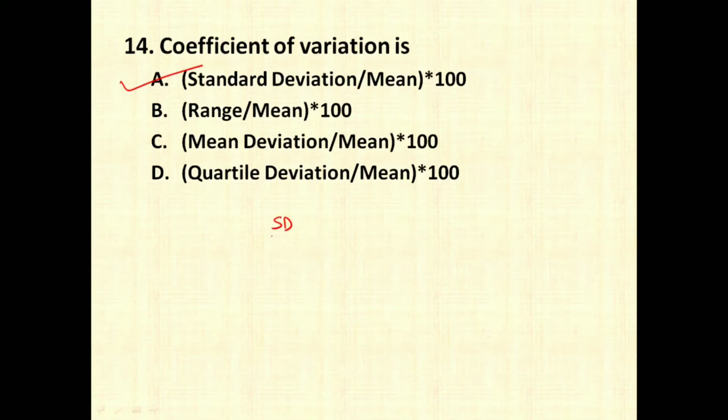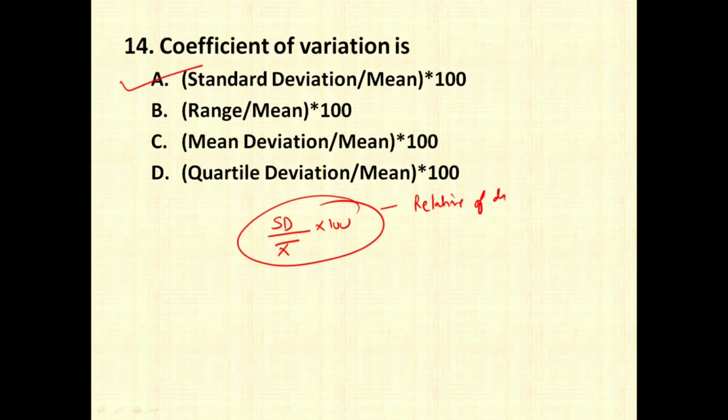So standard deviation divided by mean, right? This is nothing but it is one of a relative measure of dispersion. So remember this, relative measure of dispersion. So dispersion actually has two measures. One is absolute measure and second one is relative measure.